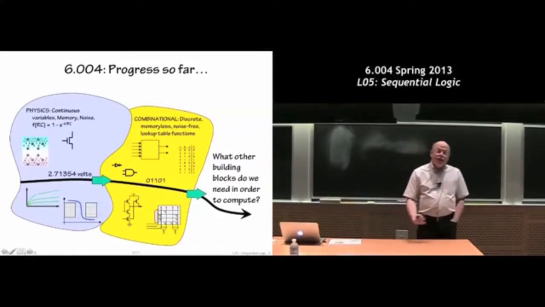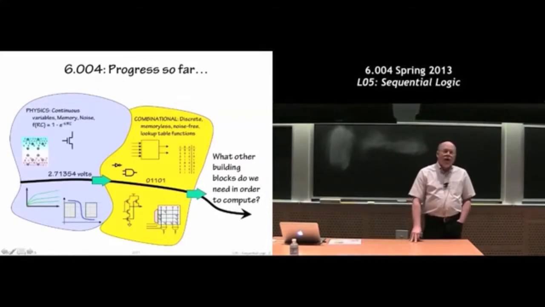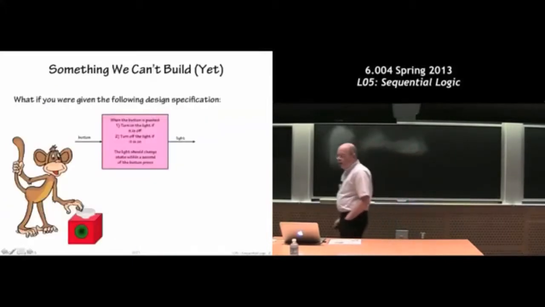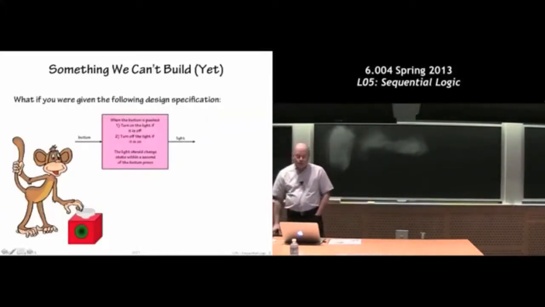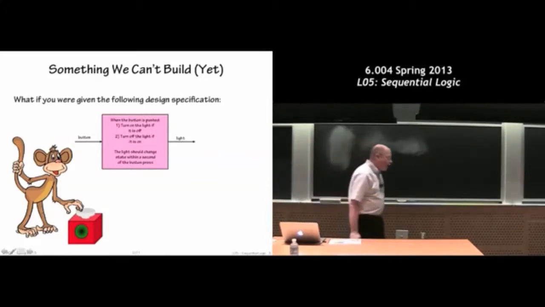And it's interesting to ask oneself, is that all we need? Can we actually build a computer with what we know so far? And the answer is no, we're missing one thing. So what's the thing we can't yet do? And so here's a little word description, but it's easier to watch the animation.